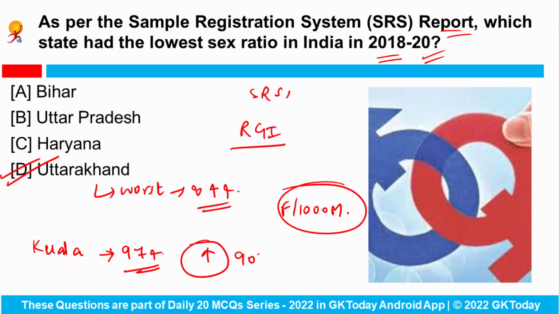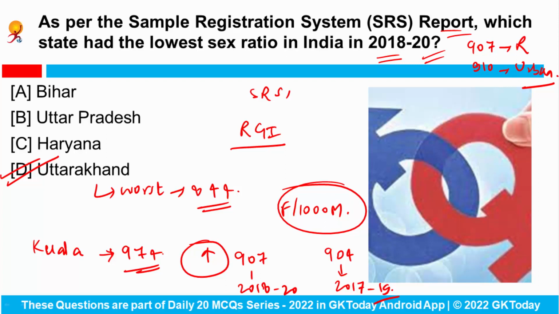So the report further stated that India's overall sex ratio at birth had gone up by 3 points to 907 in 2018 to 2020, and earlier this value was 904 in 2017 to 19. So it was 907 in the rural areas while this value was 910 in urban areas. These are the few important data that are relevant regarding this question.